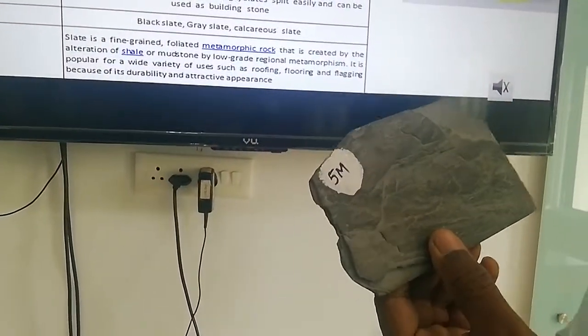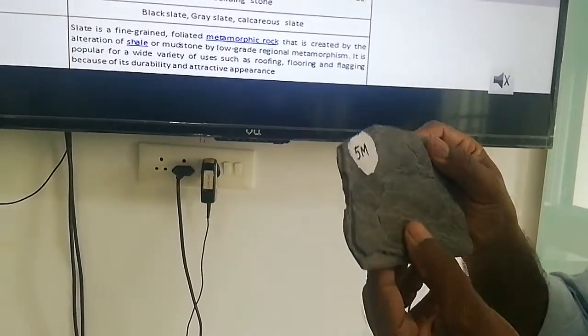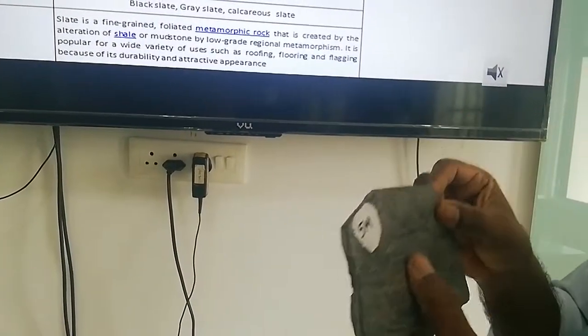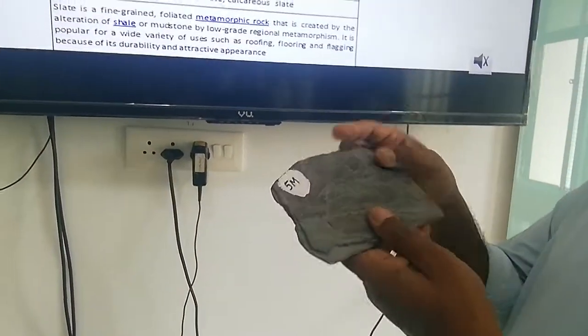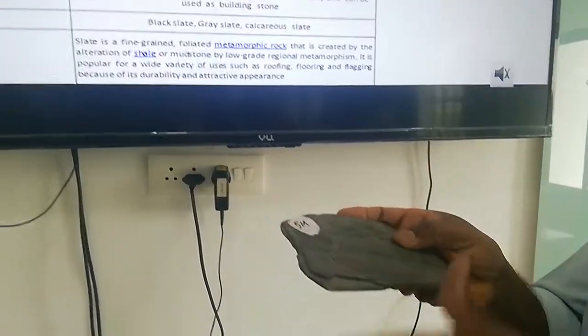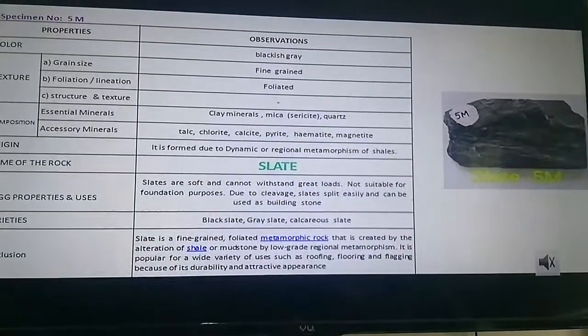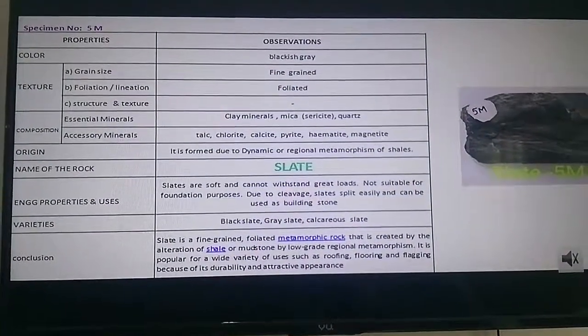Shale is a sedimentary rock. Slates are very soft and cannot withstand heavy loads, and are not suitable for foundation purposes due to cleavage. Slates split easily and can be used as a building stone for small houses.